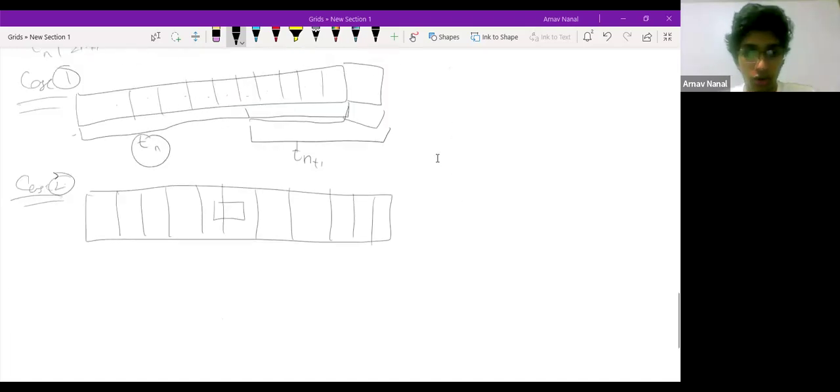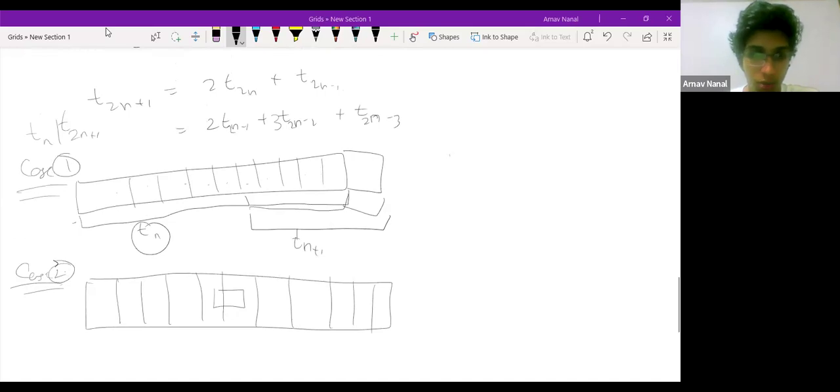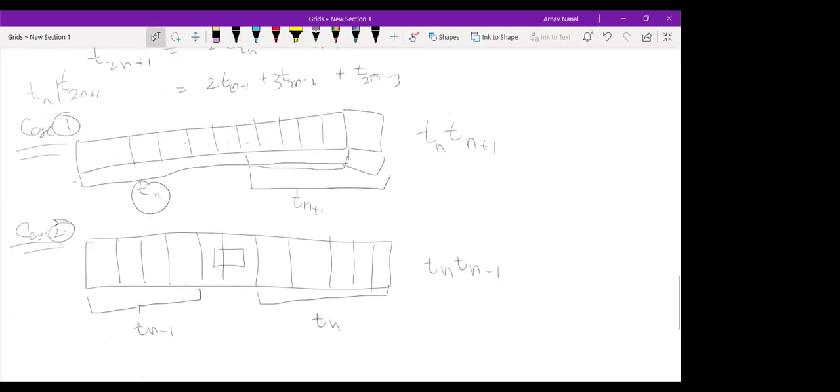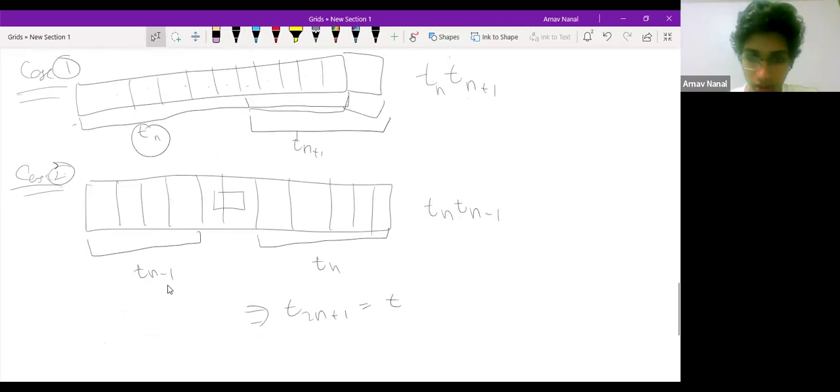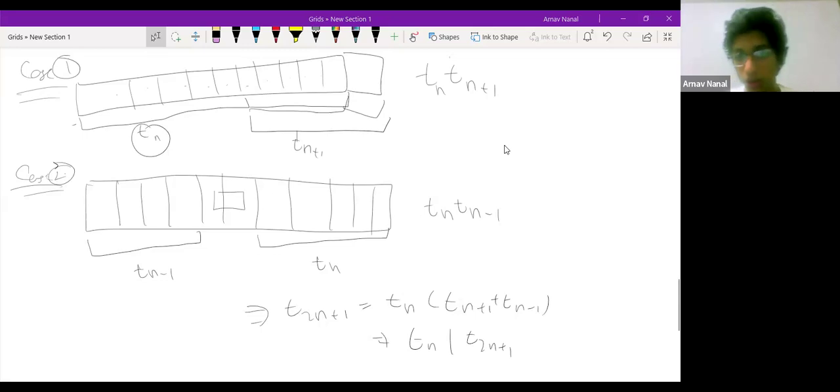Okay, so what would this give you? This would give you the number of ways to tile this, which is Tn plus 1. So it divides by Tn, the sum of, true. Right. Did everyone get this? Yes. That is correct.